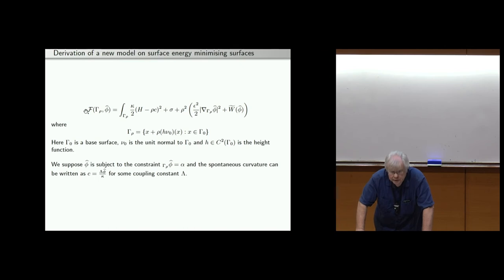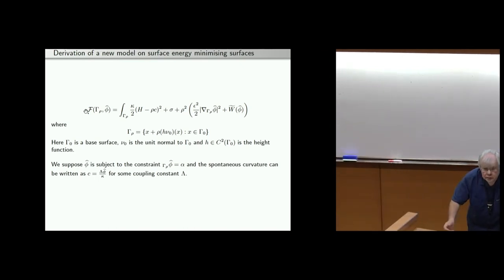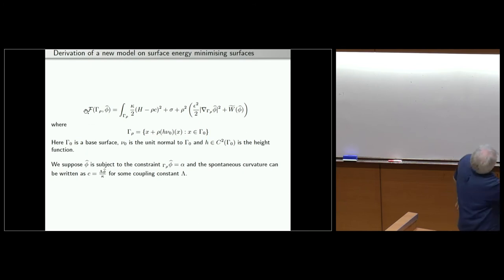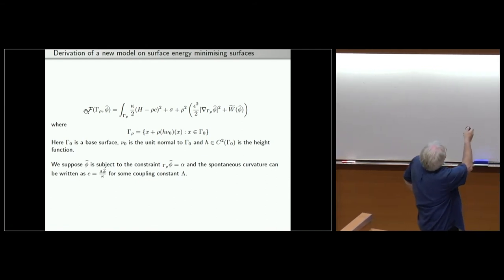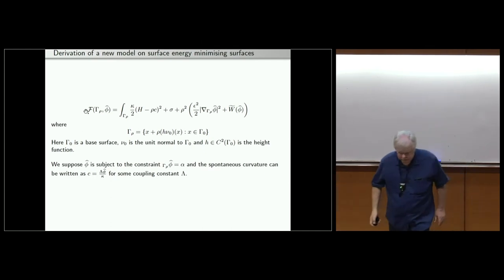I'll indicate how we exploit that in a moment. So I'm going to say that gamma zero is a base surface, and gamma rho is a perturbation, and I'm going to perturb in the normal direction from the base surface with parameter rho and a height function h. And what I would like to do is to derive a partial differential equation for h when there's a perturbation to the energy. And the perturbation here is given by this Cahn-Hilliard energy functional, with this term in here, which is essentially due to the coupling between curvature and composition.